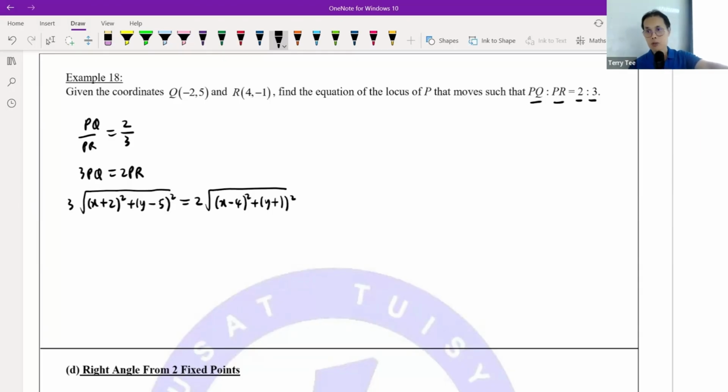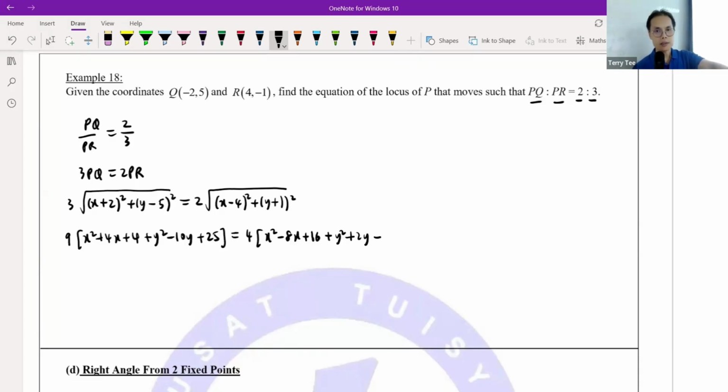So what we want to do is square both sides. 3 squared is 9, and this is x squared minus 4x plus 4, and this is y squared minus 10y plus 25. 2 squared is 4, and this is x squared minus 8x plus 16, right? And y squared plus 2y plus 1. Let us expand.